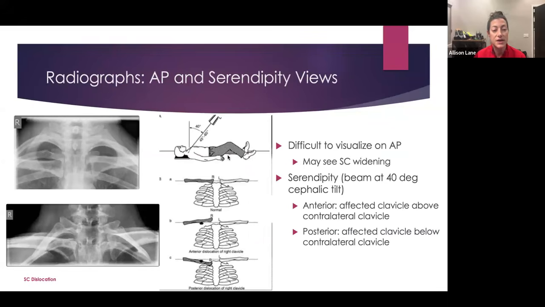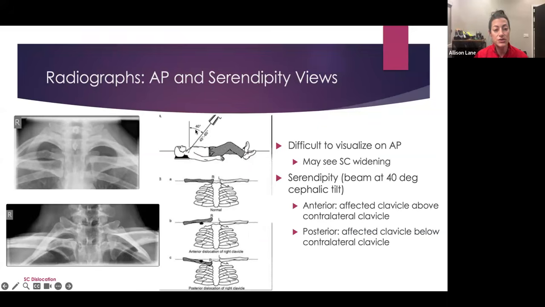So diagnosis, at the minimum, x-rays, and these will include AP and serendipity views. So here we have an AP view. It's not always easy to visualize the SC widening. You can see a little bit of widening in this one, but it's not always easy to visualize it. And you also can't tell if it's anterior or posterior based on this.